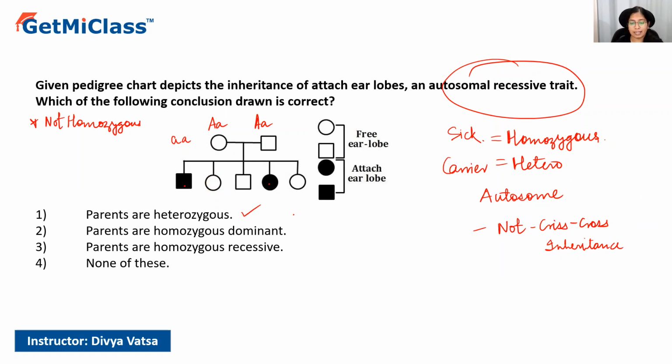Let's have a look at all the other options also. Option second says parents are homozygous dominant. If they had been homozygous dominant, they would have been shown in the shaded portions, but that is not the case. Then third option says parents are homozygous recessive. Again, if they were homozygous recessive, they would have been shaded, since this is an autosomal recessive disorder. But that is not the condition here.